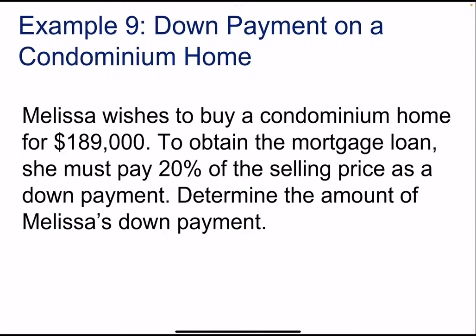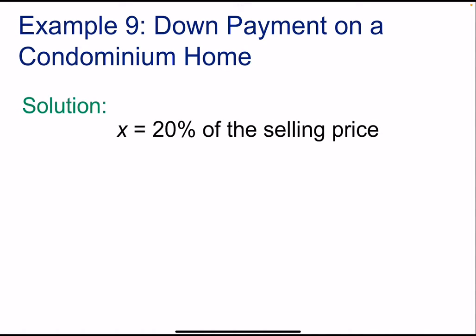Well, let's look at this down payment on a condominium home. Okay, Melissa wishes to buy a condominium home for $189,000, quite reasonable. I would say this perhaps is a fair price in Montgomery. To obtain the mortgage loan, she must pay 20% of the selling price as a down payment. This is typical if you do not want to pay mortgage insurance. Okay, determine the amount of Melissa's down payment. So basically, Melissa needs to pay 20% of the selling price, 189,000. Okay, this should be straightforward.